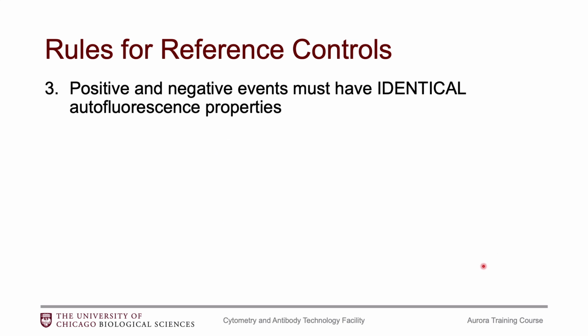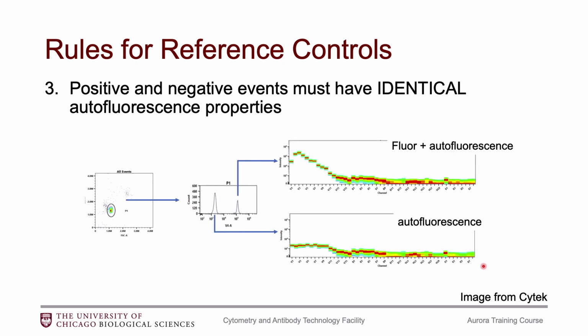Rule number 3 is that the positive and negative events must have identical autofluorescence properties. This rule relates to how you set up your controls within the software and might not be so critical about how you actually stain your reference controls. So the reason for this goes to how the unmixing algorithm works.